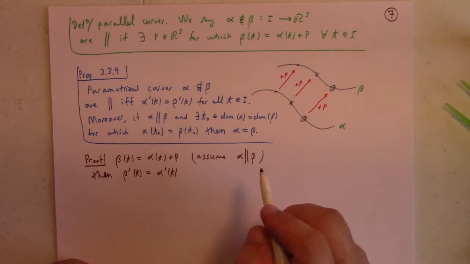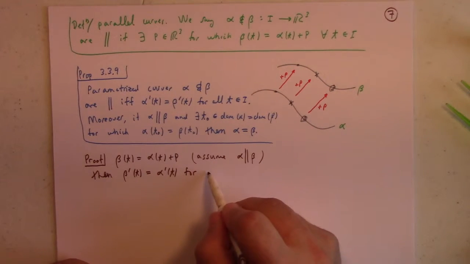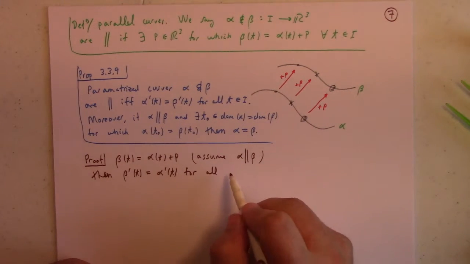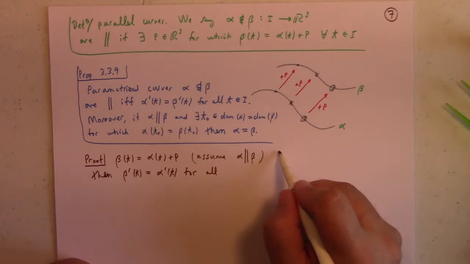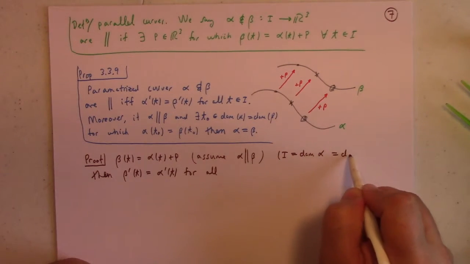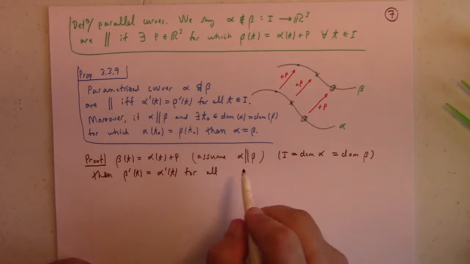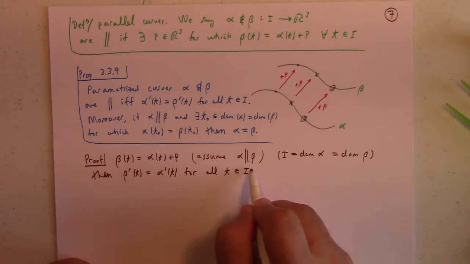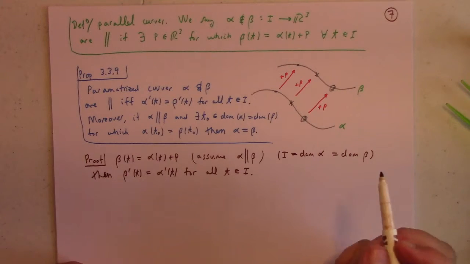And that's true for all t. Okay, so I don't know, there's not much to say here. Let's say that I is equal to the domain of alpha, which is the same as the domain of beta, for all t in I. So differentiation gives you that the derivatives are equal.